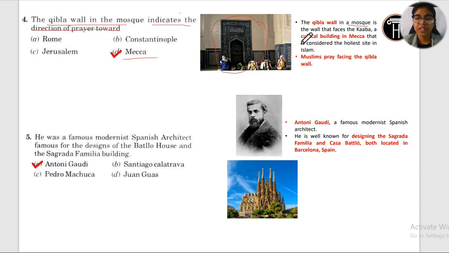But why is it in the west? Talking in the context of India, Makkah is in the west direction, so that's why this wall exists in the west in every mosque. And Makkah has the cubical building that is considered the holiest site in Islam. An important thing is Muslims pray facing the Qibla wall. So they all face towards the west direction in which the Qibla used to be in any mosque.